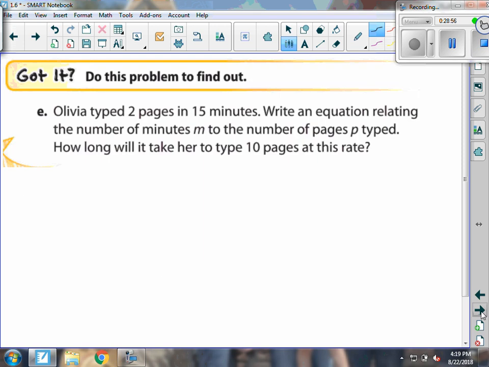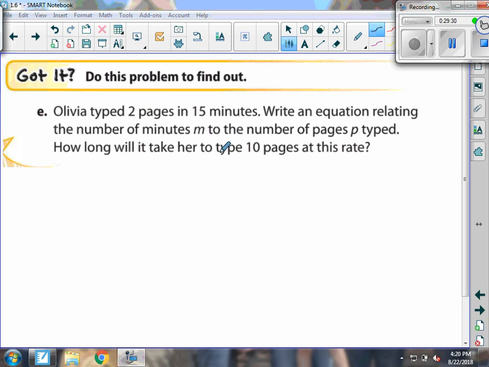Okay, here's our last, got it. Copy this down and do the best that you can to solve this. It says Olivia typed 2 pages in 15 minutes. Write an equation relating the number of minutes M to the number of pages P typed. So you have to create your equation. How long will it take her to type 10 pages at this rate? So your equation needs to be the pages per minute. So go ahead and pause this and take a moment to work it out.